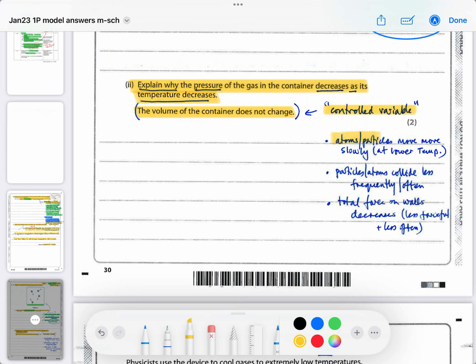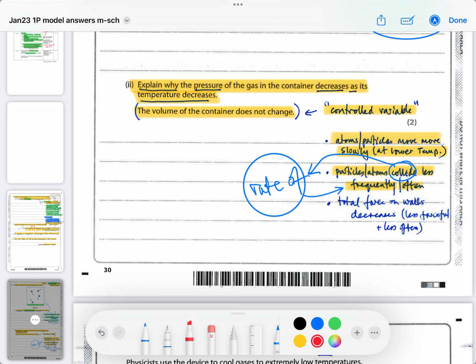The atoms will move more slowly at lower temperatures. If they're moving more slowly, they will collide less often. So the rate of collisions will decrease, or less frequency. The rate of collisions is a key term, meaning the number of collisions per second. So you've got to be scientific. Frequency means how often they're colliding.